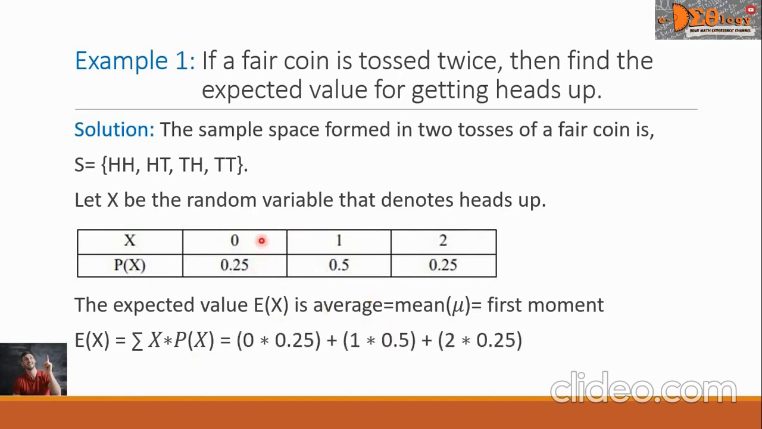So we have the 0 multiplied by 0.25, and we write it here, plus 1 multiplied by 0.5, then plus 2 times 0.25. Using our calculator, the final answer must be 1. This is the final answer.